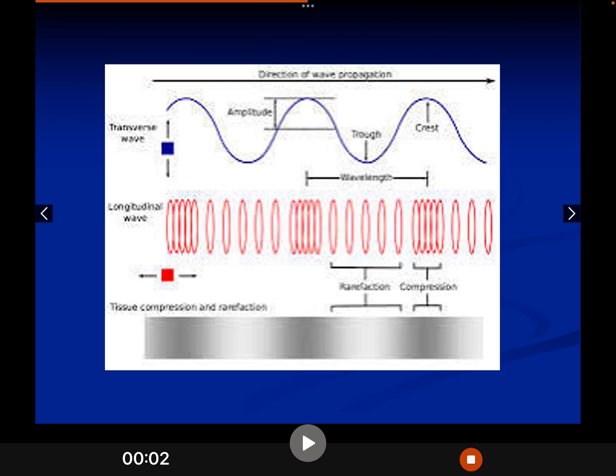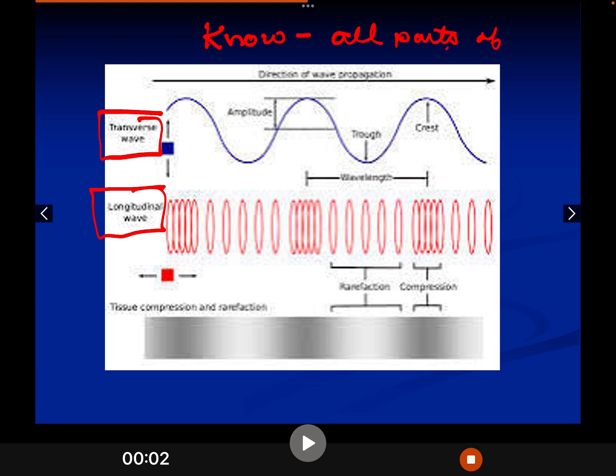There we go. So here is a transverse wave. Here is a longitudinal wave. And it's not a great image, but it's good enough. You will need to know, and you will be quizzed on, all parts of the transverse wave.